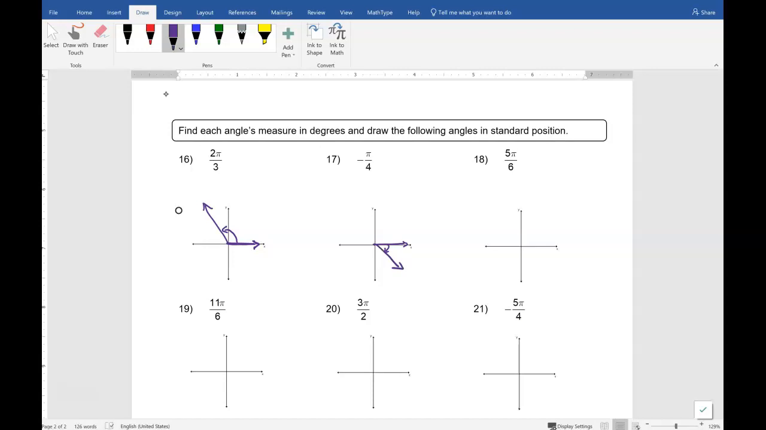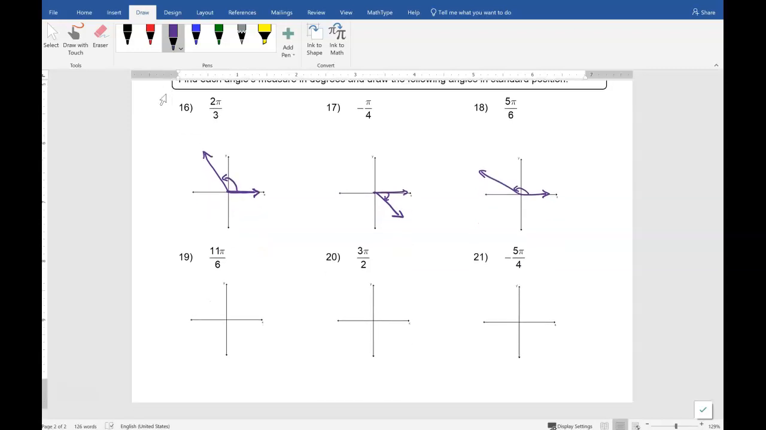Okay, 5 pi over 6. So again, this is the pi over 6s. 1 pi over 6, 2, 3, 4, 5 pi over 6. That's the second one that doesn't cancel. So it's got to be in the second quadrant.